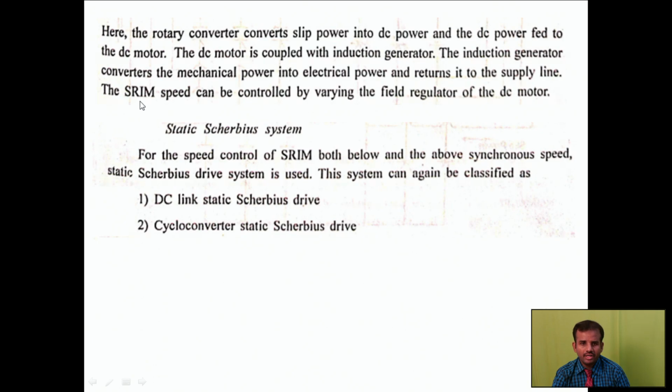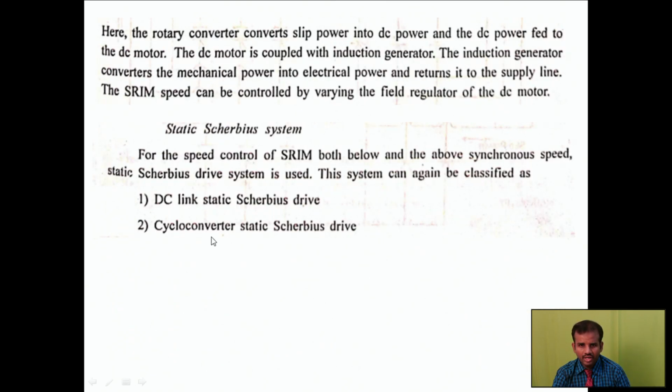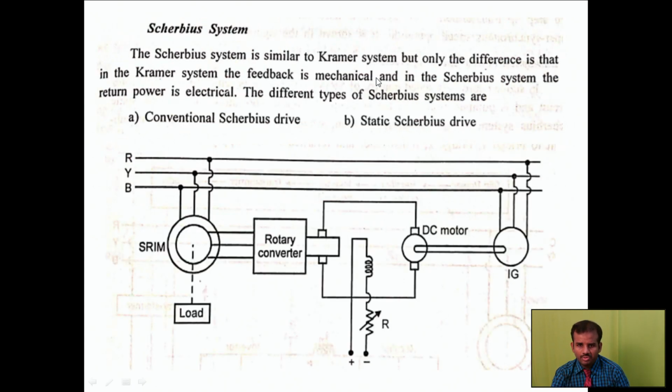The slip ring induction motor speed can be controlled by varying the field regulator of the DC motor. Here we have to use one field regulator. By varying this field regulator, we control the DC motor speed. So that's all about the conventional Service drive.